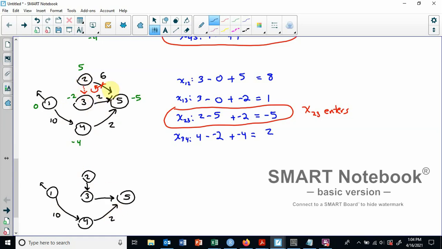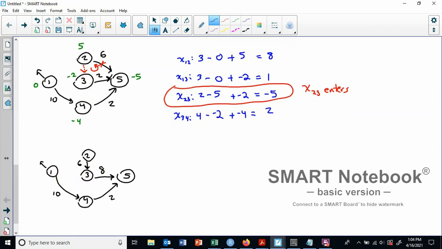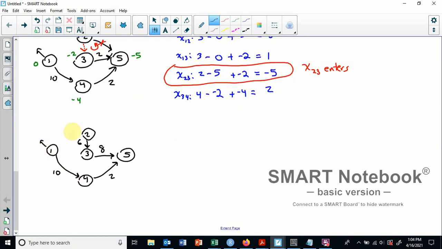Everything in this little triangle right here will get changed by 6. So this gets backed up 6 to 0. This was at 0, it gets added 6. And this was at 2, it gets added 6 more, so that'll become 8. So those are the new flows. If you wanted to check, you'd see that they're feasible, using up all the supplies and meeting all the demands.